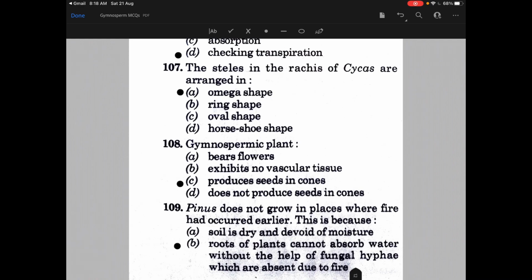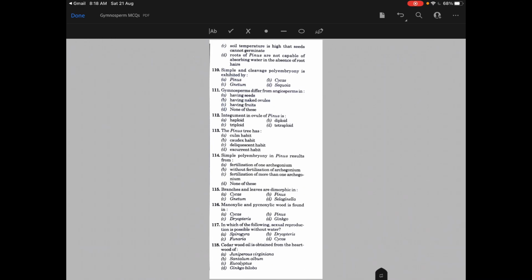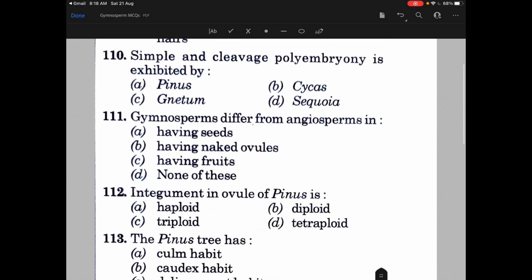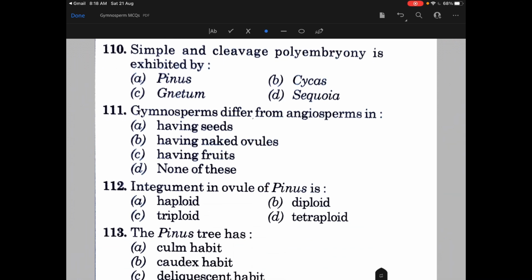And remember, Pinus in gymnosperms exhibits mycorrhizal association. Next, simple and cleavage polyembryony is exhibited by dash? And the answer is A, that is Pinus. Next, gymnosperms differ from angiosperms in dash? And the answer is B, having naked ovules.